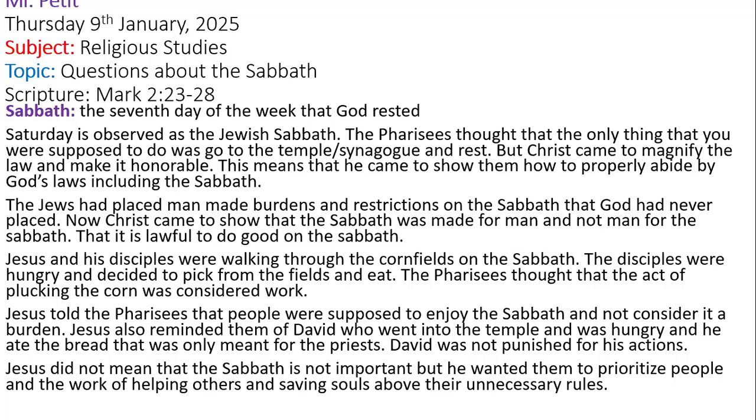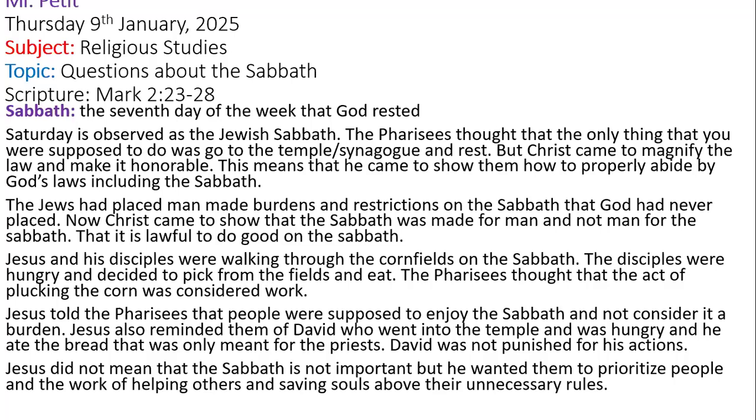The Jews had placed man-made burdens and restrictions on the Sabbath that God had never placed. Now Christ came to show that the Sabbath was made for man and not man for the Sabbath. That it is lawful to do good on the Sabbath.